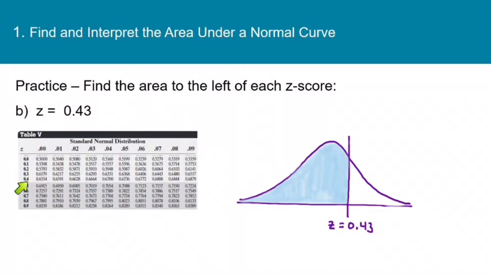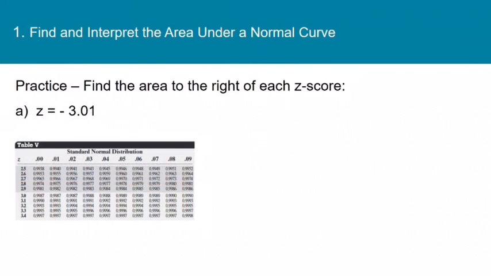So I'm going to go down to the 0.4 row and across to the 0.03 column. And now I can see that the area to the left of z equals 0.43 is going to be equal to 0.6664. Now we're going to look at a couple where we find the area to the right of a z-score.